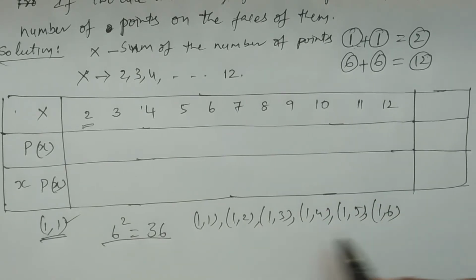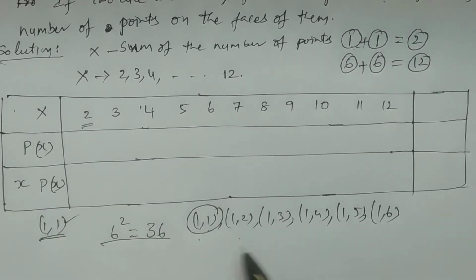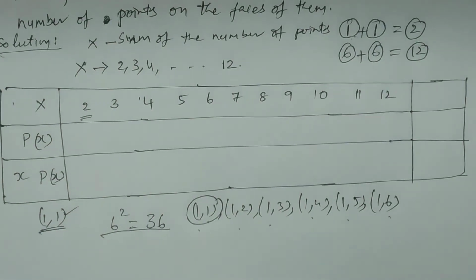The total combinations in which we get a sum of 2: the combination is only 1, 1. Similarly, 2 1, 2 2, 2 3, 2 4, 2 5, 2 6. Similarly with 3: 3 1, 3 2, 3 3, 3 4, 3 5, 3 6. Similarly for 4, 5, 6. So 6 squared, 36 combinations; 36 total outcomes are there for this event.